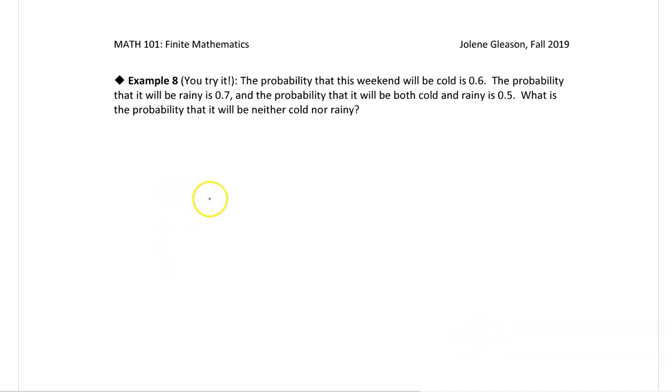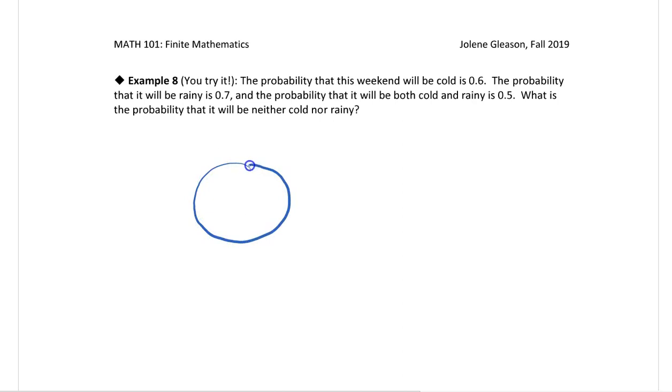Okay, so what do we got here? The probability that this weekend will be cold is 0.6. The probability that it will be rainy is 0.7. The probability that it will be both cold and rainy is 0.5. What is the probability that it will be neither cold nor rainy? This is slightly different from the other problems because we're not given numbers now, we're given probabilities. But let's set this up as a Venn diagram.